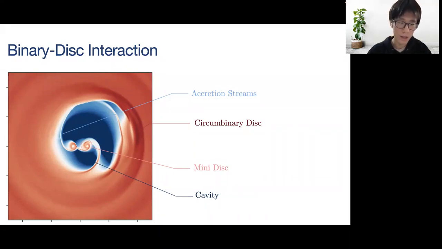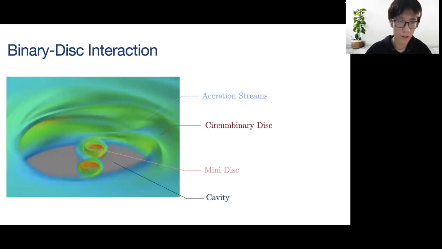As you can see, inside this truncation radius you have a low density cavity, and the accretion operates through narrow accretion streams connecting the outer circumbinary disk to the inner circumsingle disks, or mini disks. So in the end you have 3 accretion disks: 2 small mini disks at the center and 1 large circumbinary disk at a larger radial distance. This is a 2-dimensional plot. To show it more clearly, in a 3D simulation you can see prominent spiral structures in both the small mini disks and the large circumbinary disk.